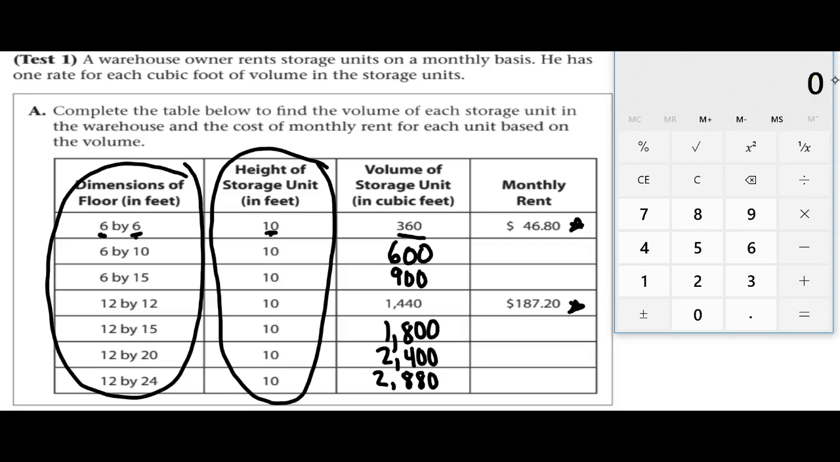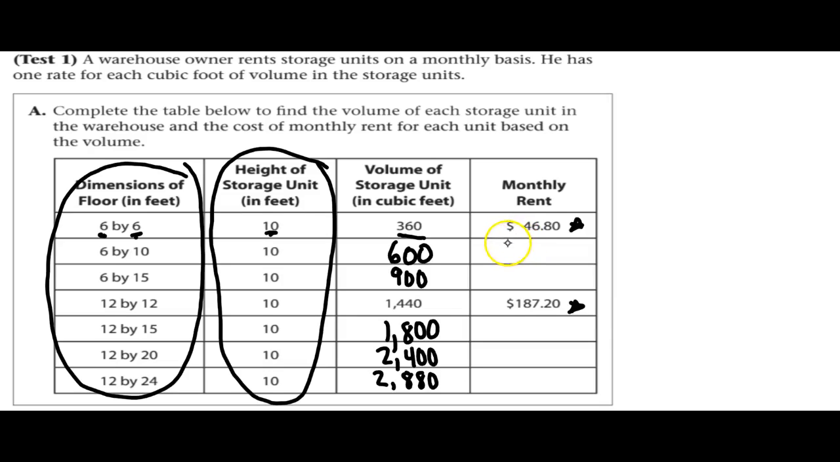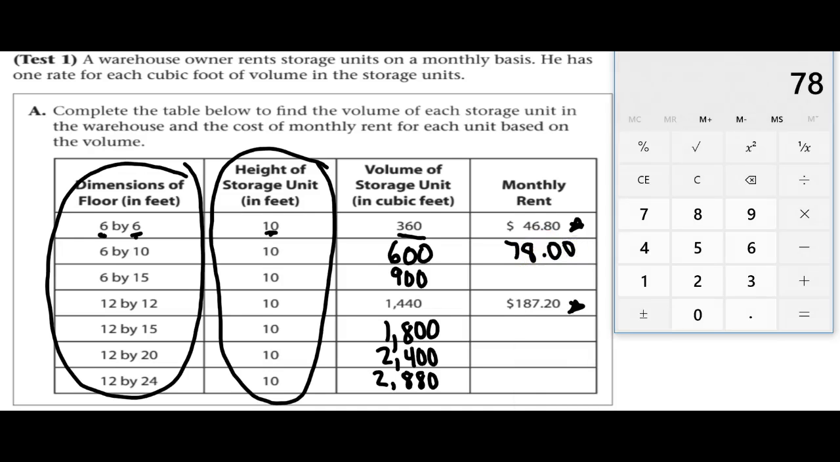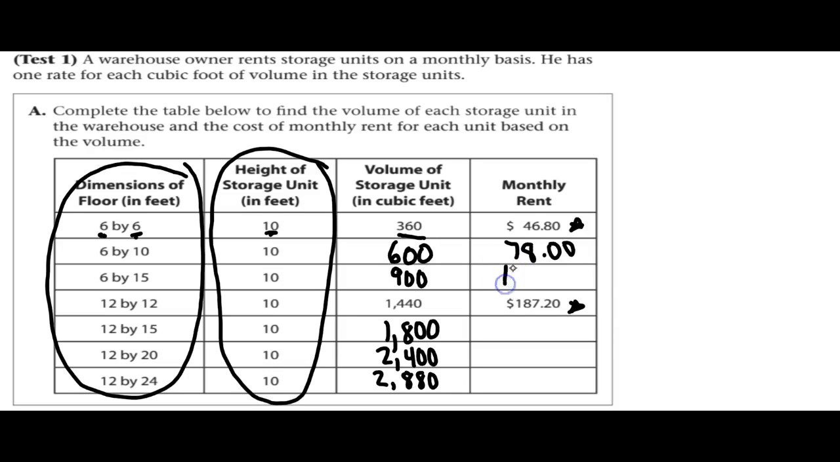Okay, so now what we need to do is go through each of these volumes here in the third column and multiply it times 13 cents in order to get our monthly rent. So we're going to do 600 times 13 cents, and we're going to get $78. So we need to fill in $78 for that price. Okay, and then we're going to keep doing that and find out all the prices. So 900 cubic feet times 13 cents is $117. So we have $117.